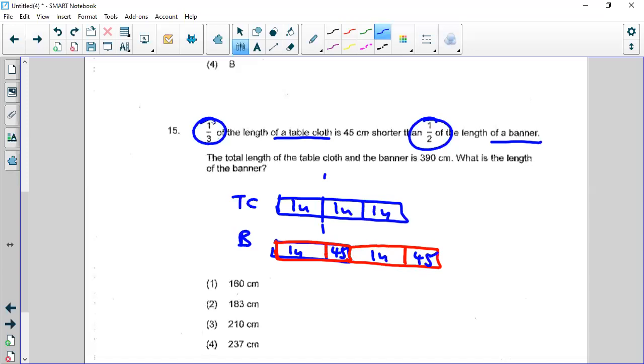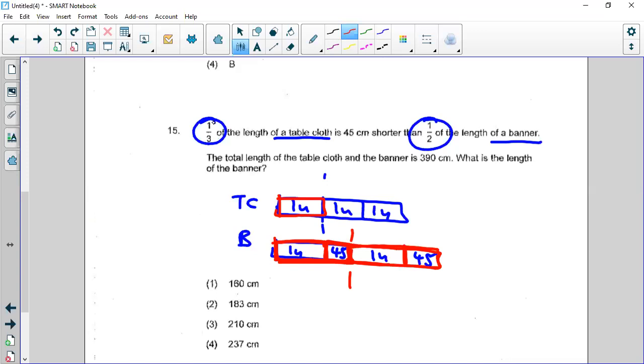Do you understand? It's not quite easy to draw, but this is how you draw. So 1/3 of the tablecloth, which is 1 box of the tablecloth, is 45 cm. Can you see the 45 cm over here? 45 cm shorter than half of the banner, right? Your half is here. Then the other half must be the same as the half in front. Clear so far?